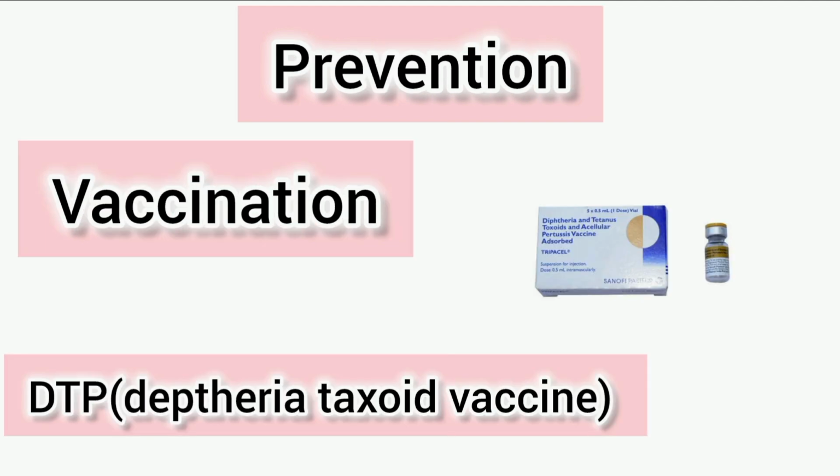Prevention of diphtheria includes vaccination, for example, diphtheria toxoid vaccine, which is part of the DTaP vaccination series given in childhood. That's all about diphtheria.